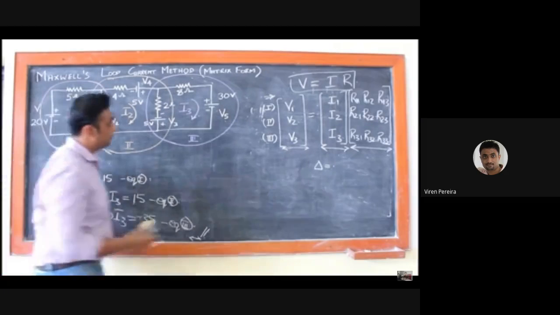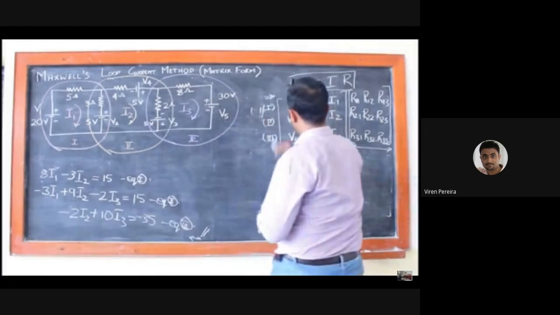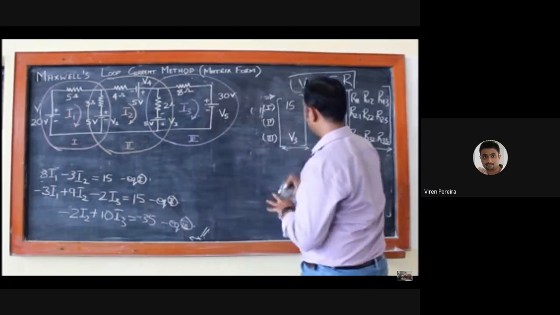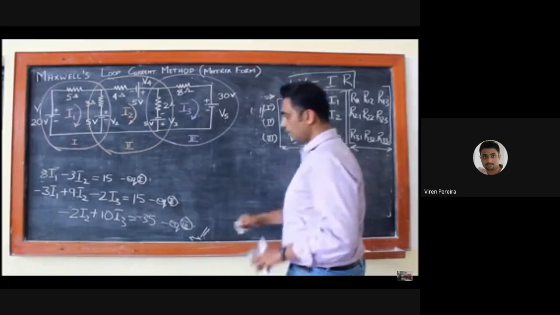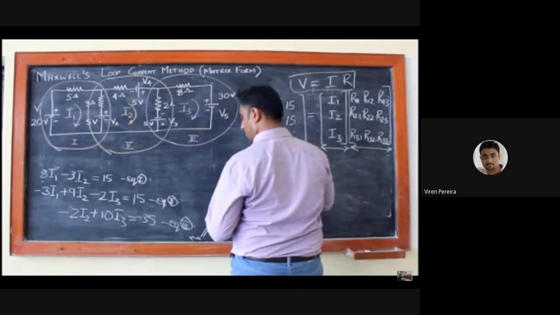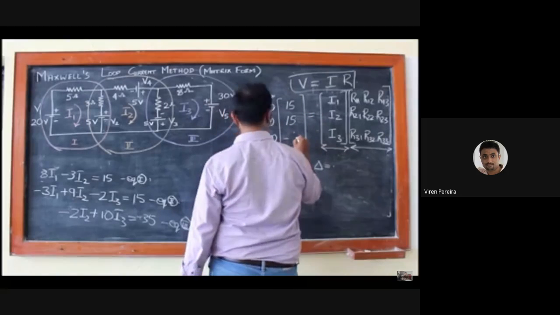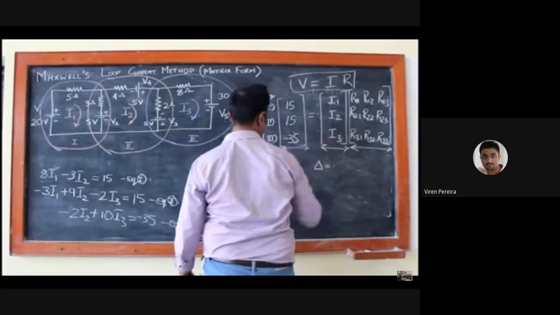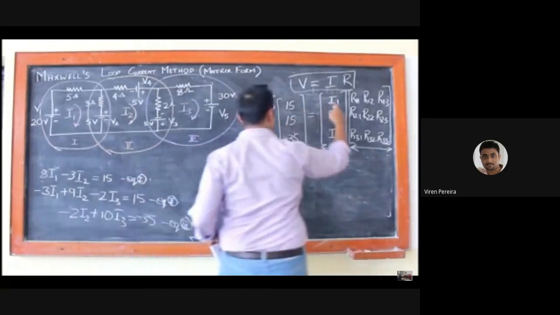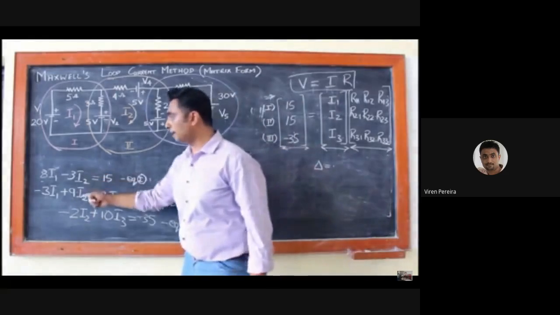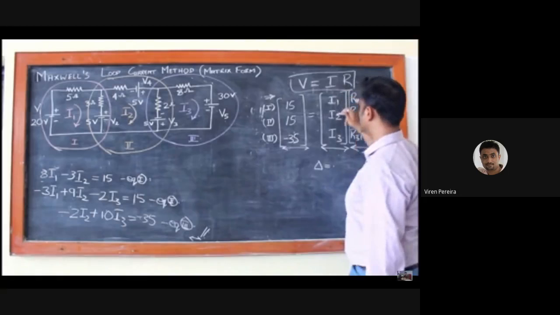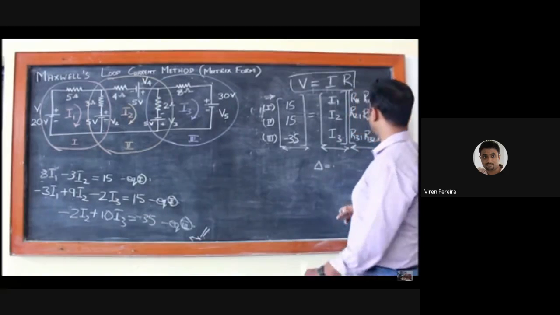So we have 50, which represents our equation 1. We have 50 for V2, which represents equation 2. And for V3, we have minus 35, which represents equation 3. In the same way for currents, we have I1, I2, I3. But the values of I1, I2, I3 are not known, and we have to find them out. So we keep them as I1, I2 and I3, since they are unknown.